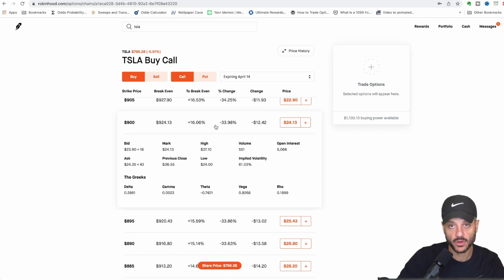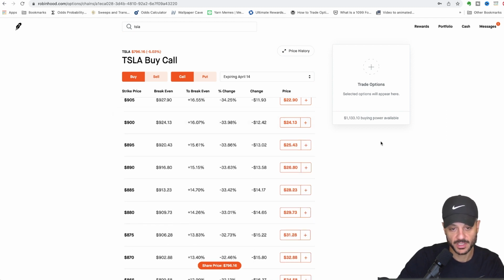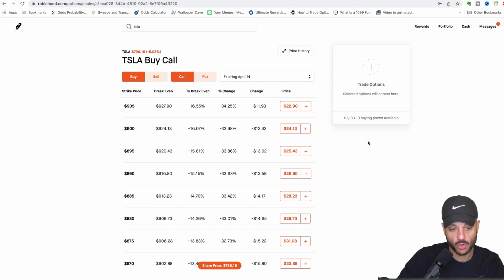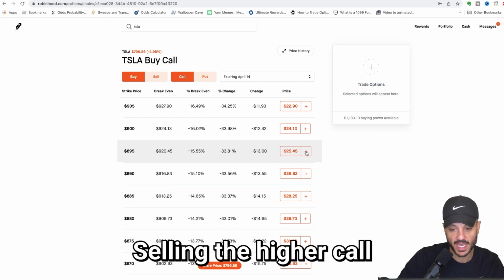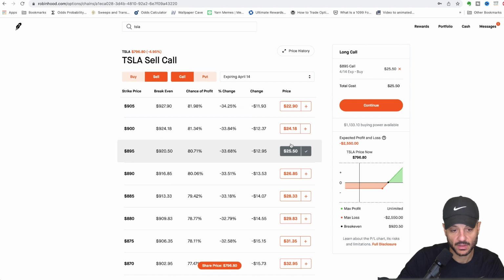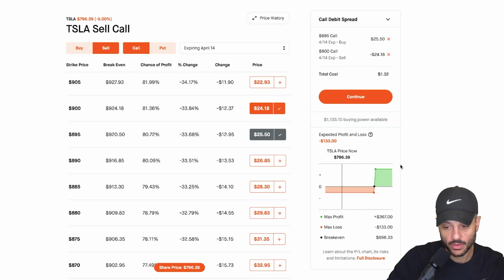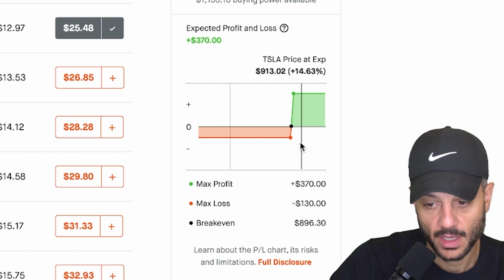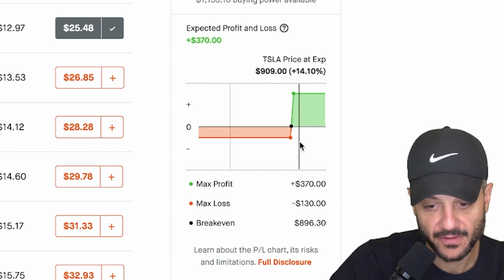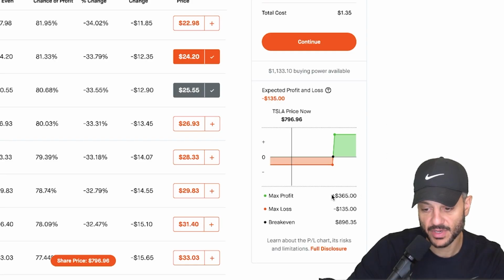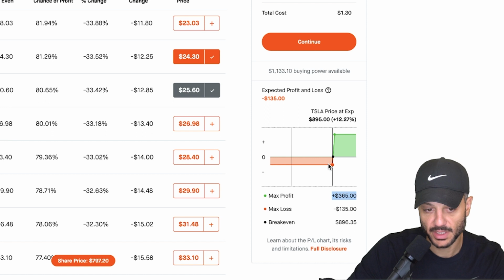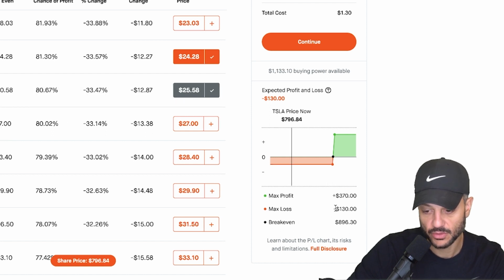Well, we could do what's called a vertical debit call spread, which is a bullish position. Now, for a vertical debit call spread, you are going to be buying the lower call and selling the higher one. So in this case, we buy the 895 and we're going to sell the 900. Now we have a vertical call spread. And if Tesla is above 900, because remember, based on our rudimentary technical analysis here, we're expecting Tesla to hit 900. If Tesla is above 900, we make $365. If it's below 895, then we lose $130 or $135. This price keeps jumping around.